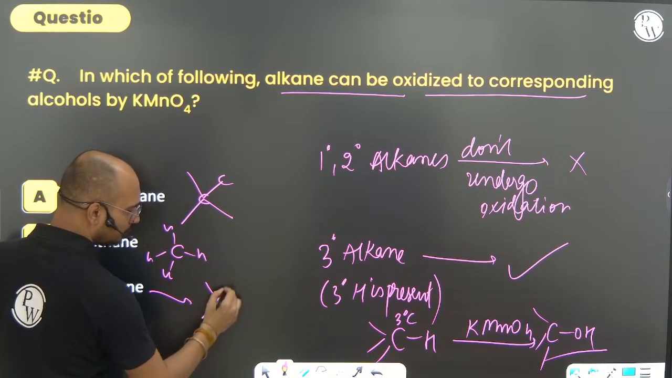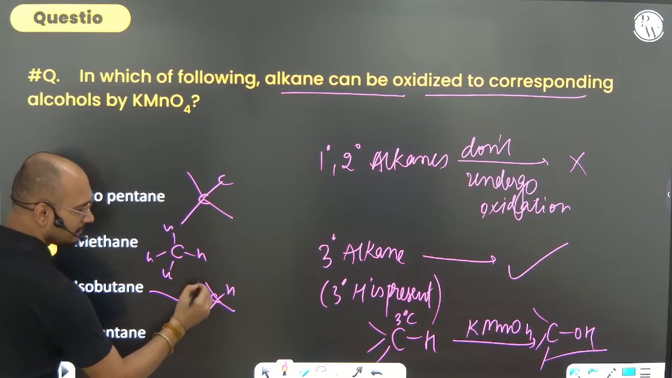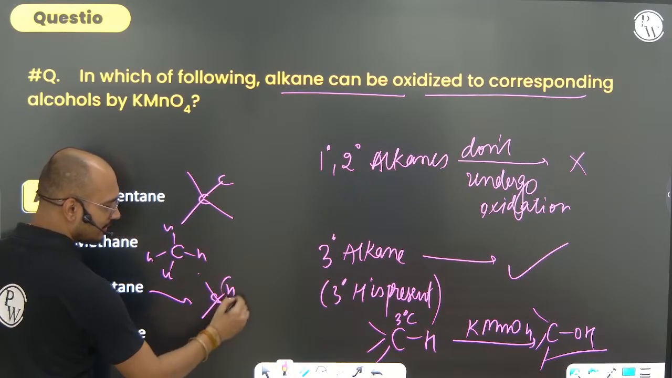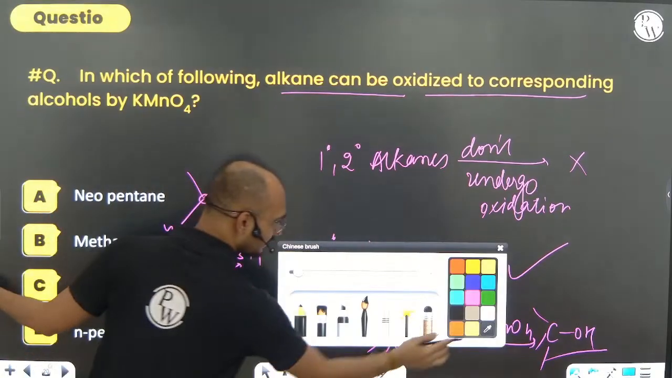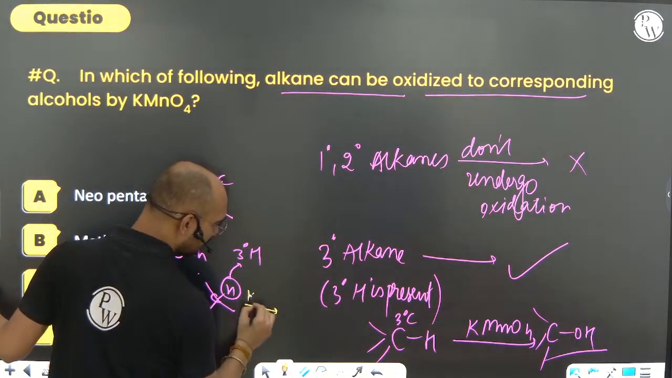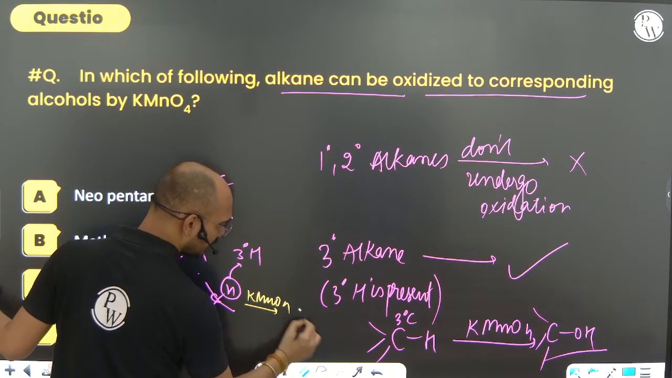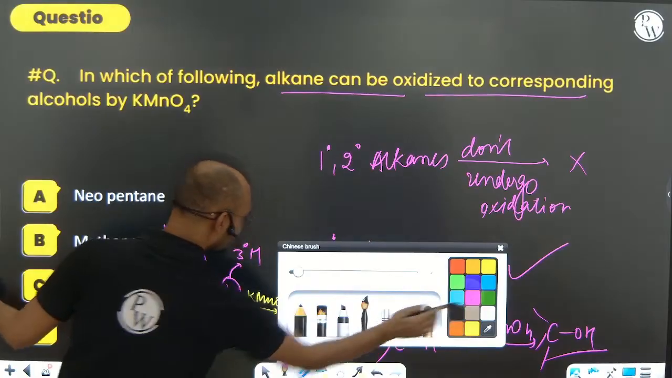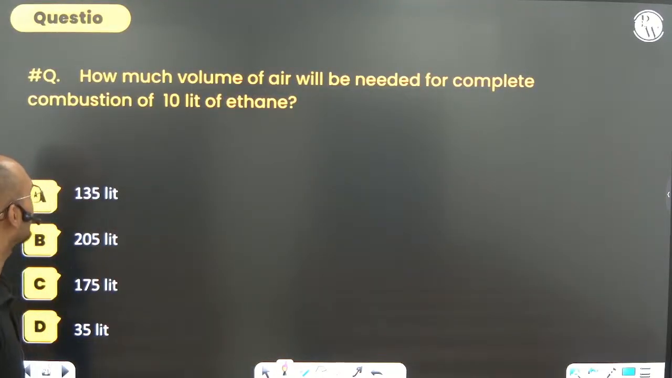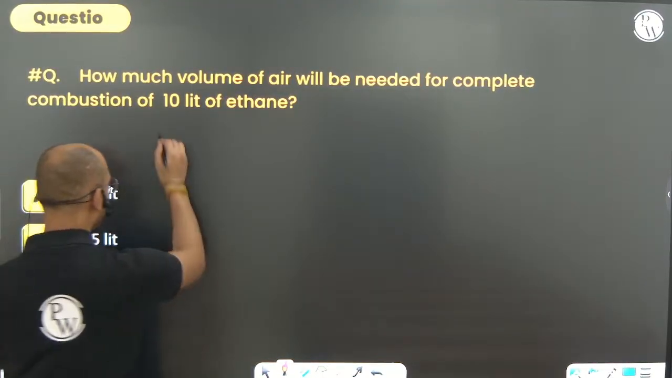1, 2, 3, 4. Can you see this carbon having CH3? Can you see this hydrogen? This is 3 degree hydrogen. Of course 3 degree hydrogen is there. So what will happen? If you give KMnO4, what will it convert into? It will convert into alcohol, 3 degree alcohol. So option C is the correct option. Okay, any doubt? I hope not. It is very clear. How much volume of air will be needed for complete combustion of 10 liters of ethane? अच्छा आओ देखो.